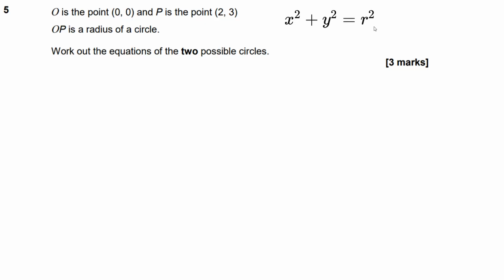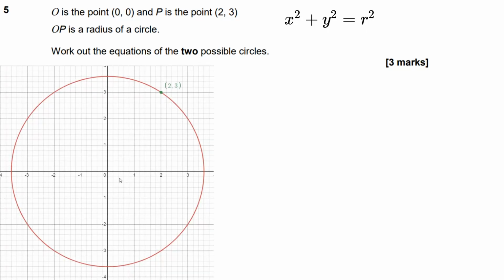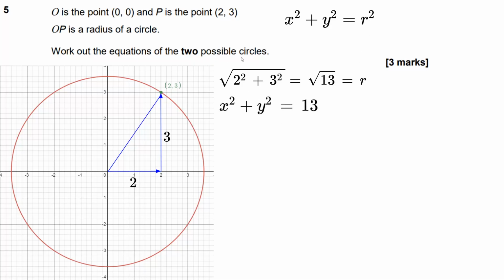This is the equation of the circle that you should know, where r is the radius. This is just Pythagoras, so 2 squared, 3 squared, so just draw in the triangle. The square root of 2 squared plus 3 squared will give you whatever this is. That's root 13. And then square that, and then put it into this equation. So that's your first equation of a circle.